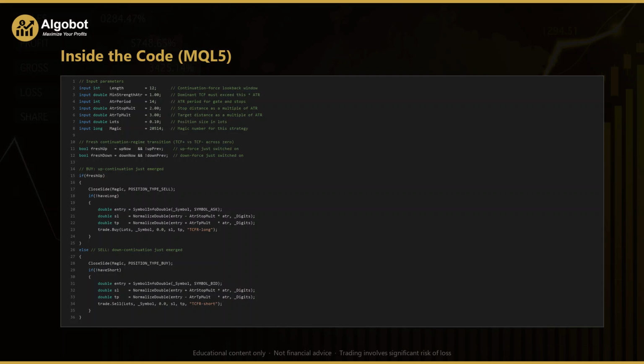Just below, the two Boolean flags capture the core idea. Fresh up is true when up continuation is present now but was not present on the previous bar, and fresh down is the mirror for the downside. Now look at the buy block.